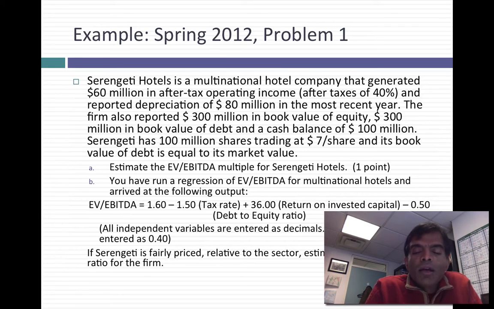And second, I've run a regression across multinational hotels, and if you trust my regression, the output looks as follows. I've given you the EV to EBITDA and 3 independent variables: the tax rate, the return on invested capital, and the debt to equity ratio. So the question is, if Serengeti is fairly priced relative to the sector, what's the debt to equity ratio for the firm, which I haven't given you in the problem? So let's take each part of the problem.